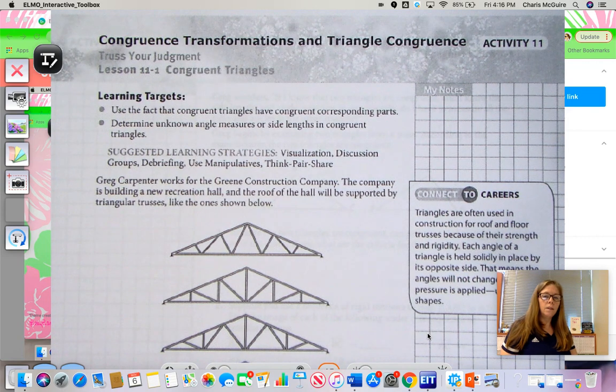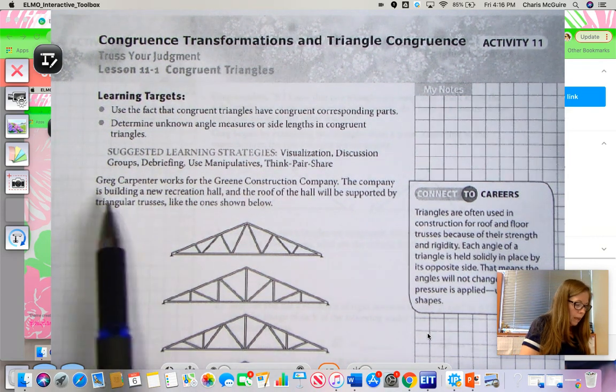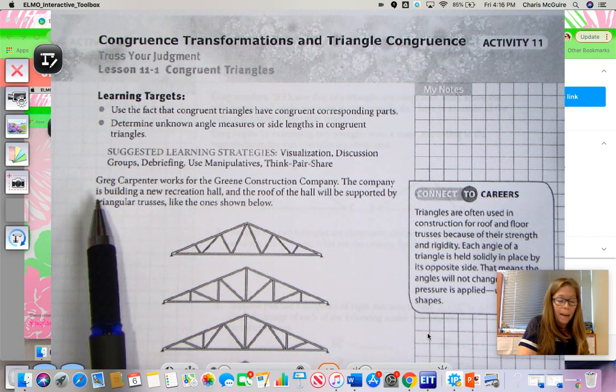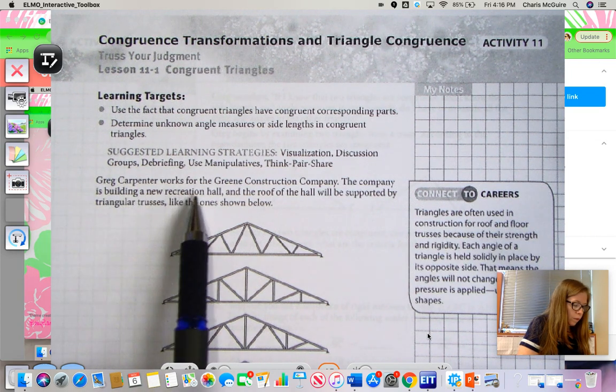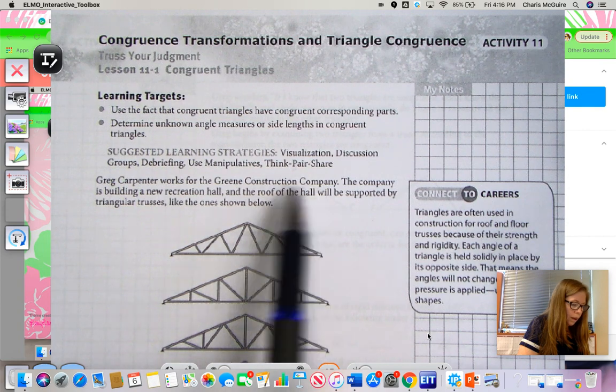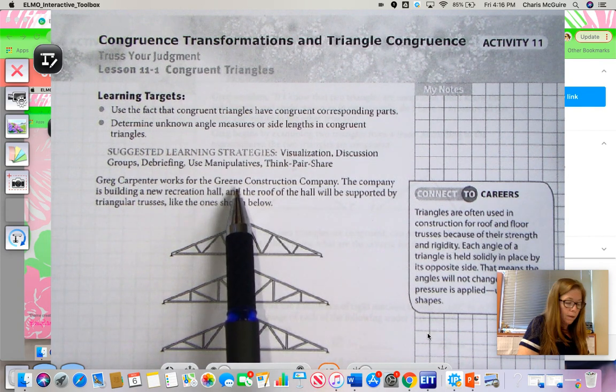So we've got this fun little storyline here with Jeff Carpenter. Springboard is kind of keeping us entertained here. I'm sorry, Greg Carpenter, my bad. So Greg Carpenter works for the Green Construction Company. I wonder if that's Mr. Green. Anybody have his teacher?